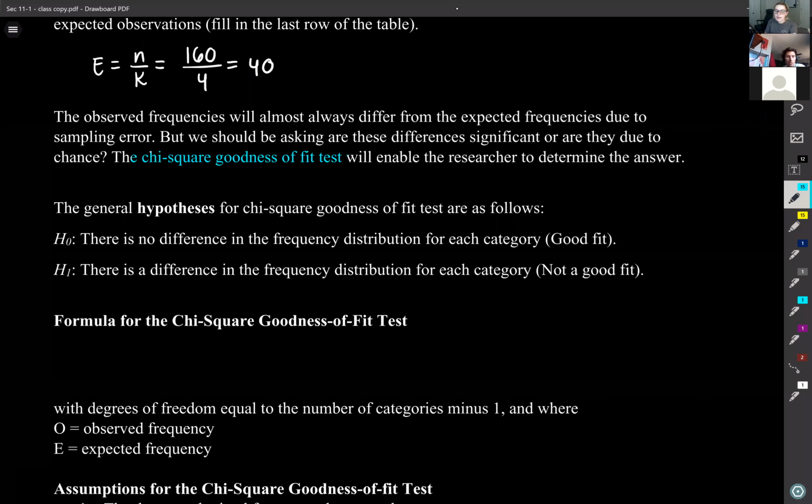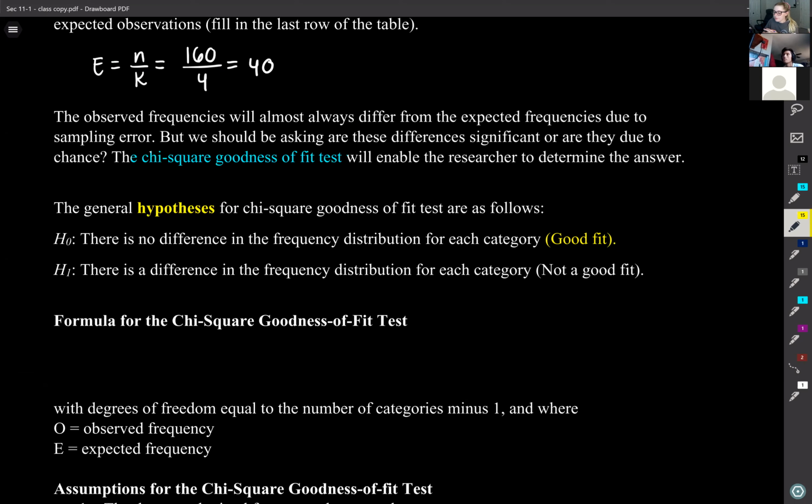So what's nice is, like what we just did before with the correlation coefficient, the chi-square goodness of fit test only has two possible hypotheses again, which is really nice because that makes it easy to write your hypotheses out. So the general hypotheses for the chi-square test are as follows, where the null is that there is no difference in the frequency distribution for each category. So that means that what we put down as the expected frequency was actually a good fit. So that means there is no difference between the actual or observed frequency and what we put down as the expected. So the null says that's true. The null says that my estimation or my expectation is a good fit.